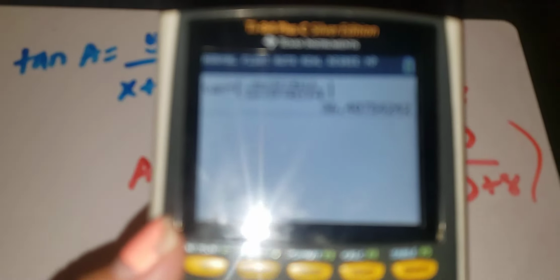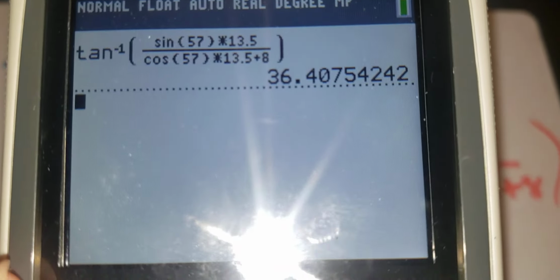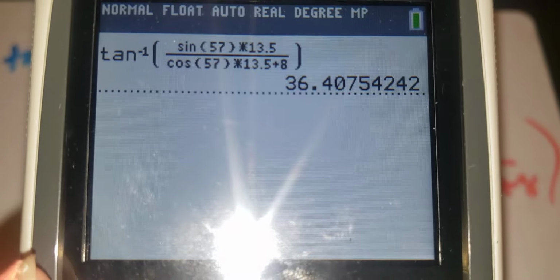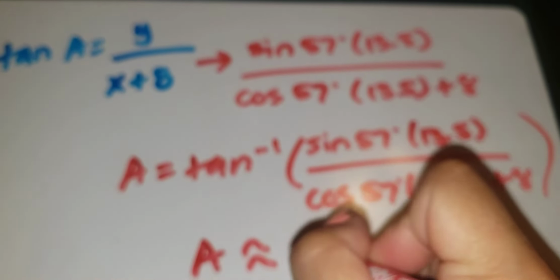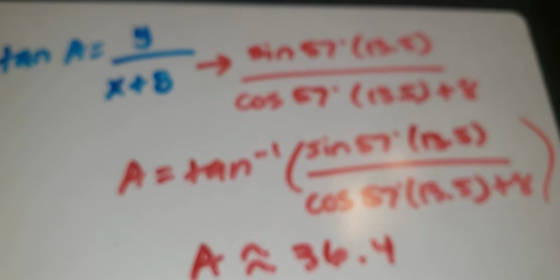Sorry, I just noticed it's out of focus. Okay, so 36.4. I'm going to keep it. So A is approximately 36.4.